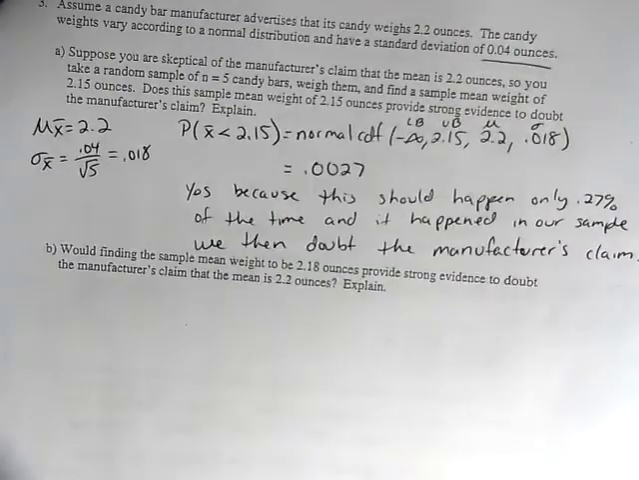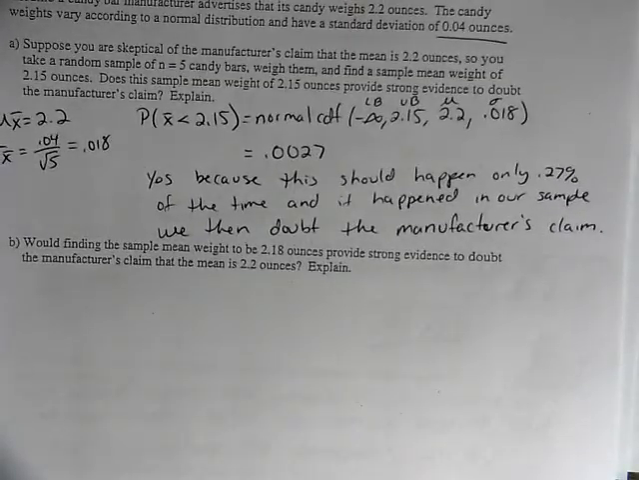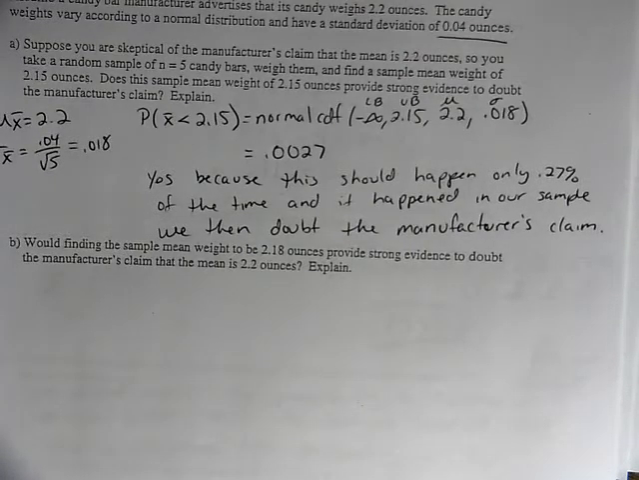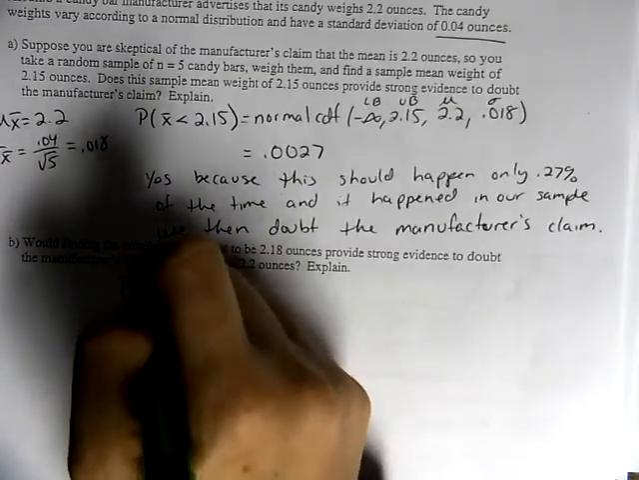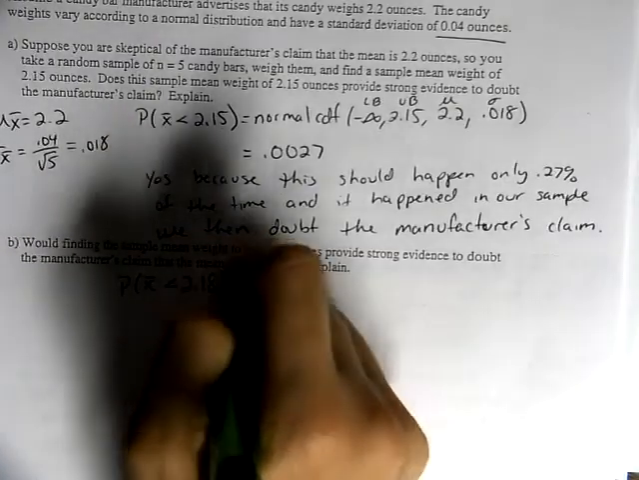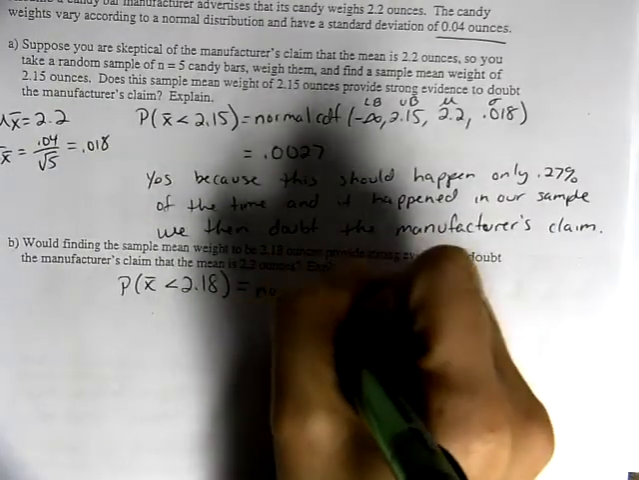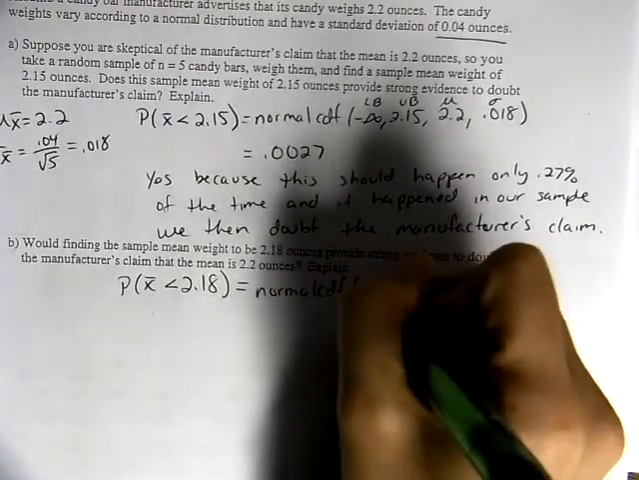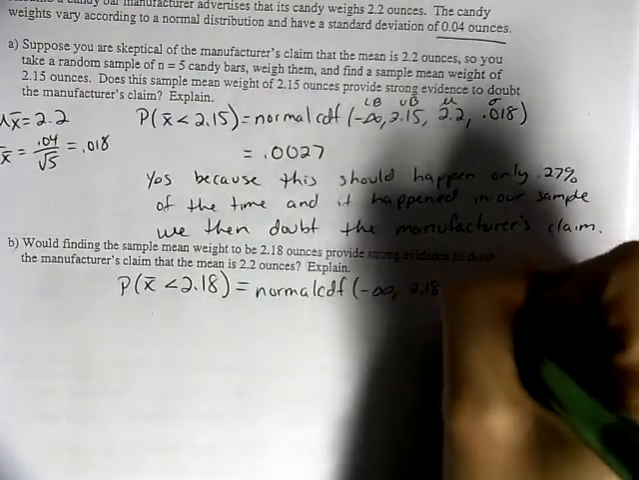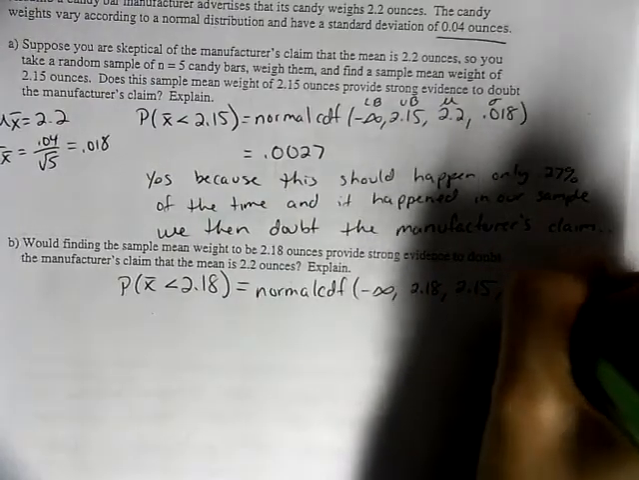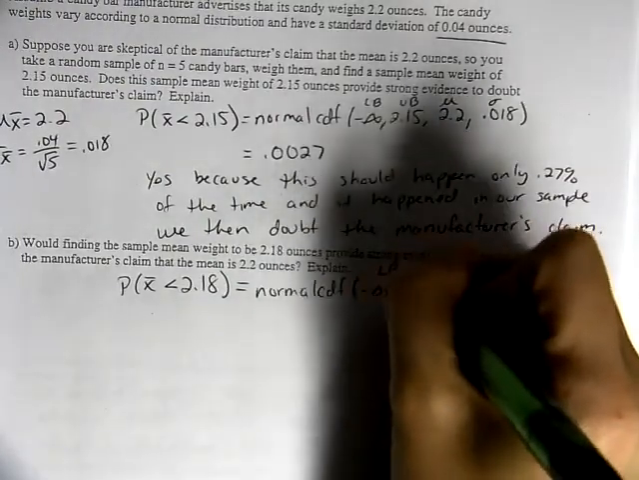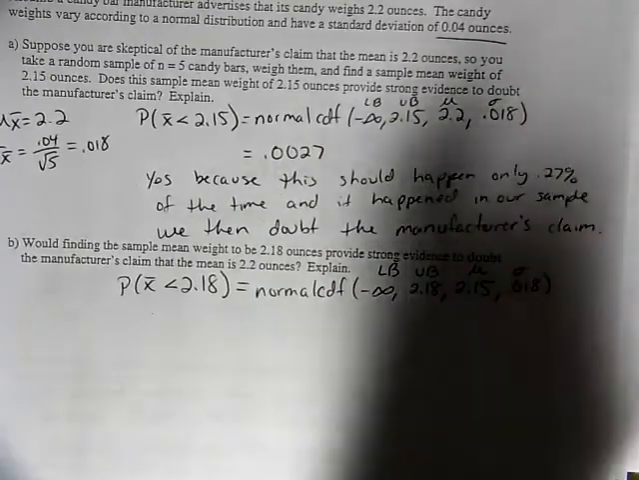And we'll get to more of this as second semester goes on. That's what we do second semester, is look at, okay, they claim something, what is it really supposed to happen or not? So, would finding a mean sample weight of 2.18 ounces provide strong enough evidence? So let's find the probability that X bar is less than 2.18 if we have our same sample size. So normal CDF again, negative infinity to 2.18 now. Same mean and standard deviation. So lower bound, upper bound, mean, standard deviation.